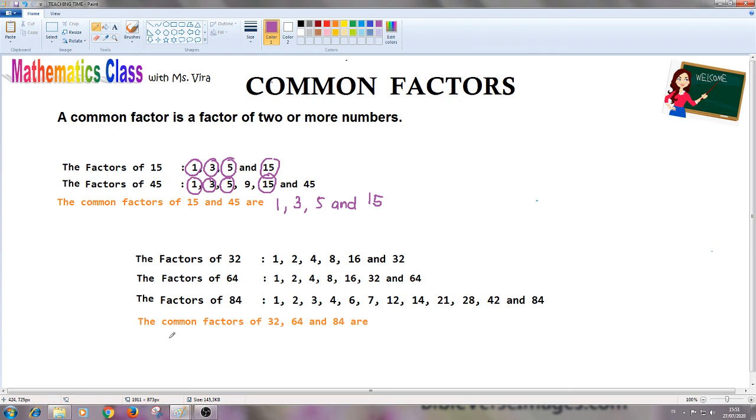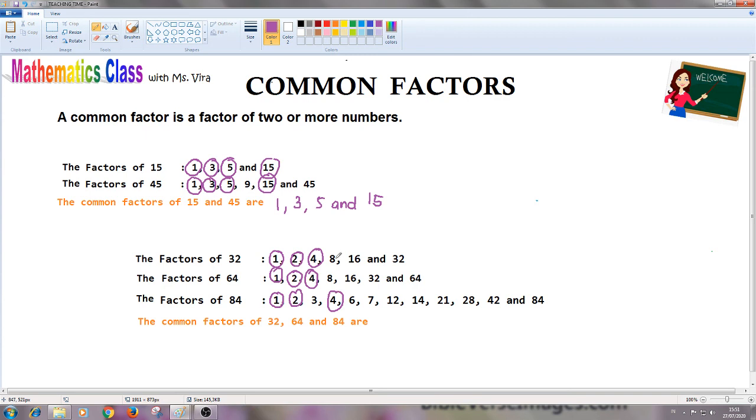Here we want to look at the common factors of 32, 64, and 84. Again, we have to list the factors of 32 first, list the factors of 64, and the factors of 84. Since I made it already, we can just take a look at which numbers are factors of 32, also factors of 64, and factors of 84. So we are going to circle 1, 2, 4.